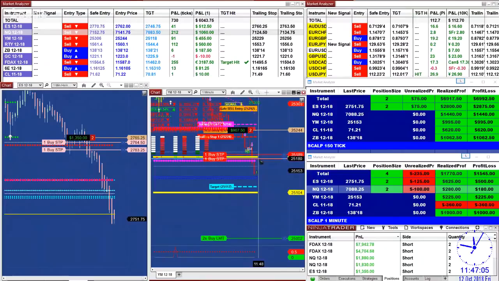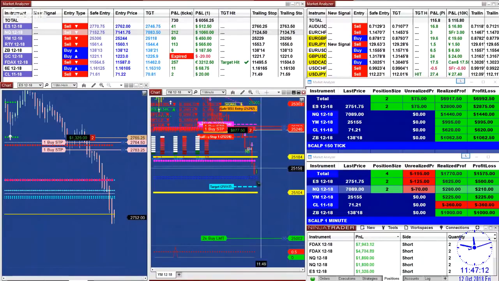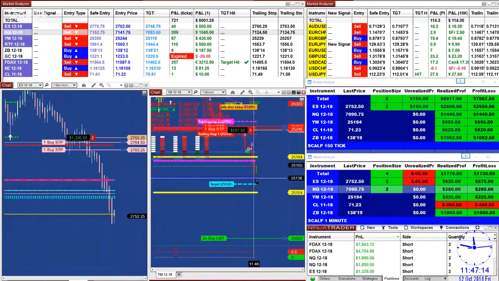There is a double support area here on the YM. Be careful with it, please. It's a pullback. There is a double support area here. I don't know if you can see it on the YouTube.